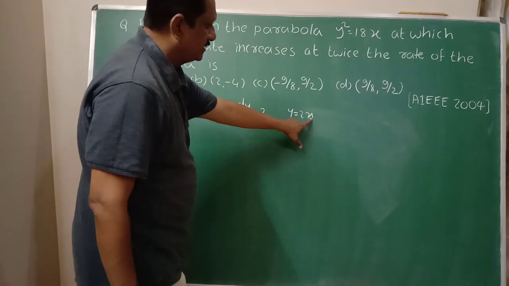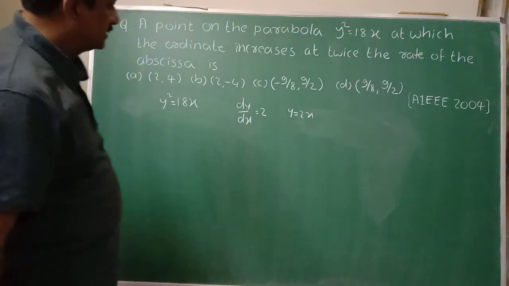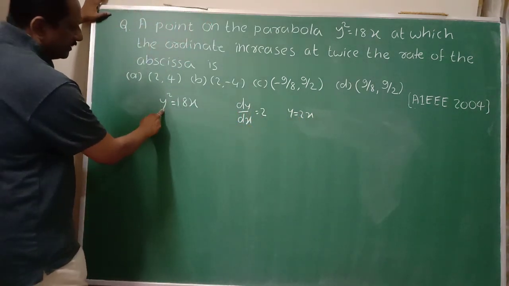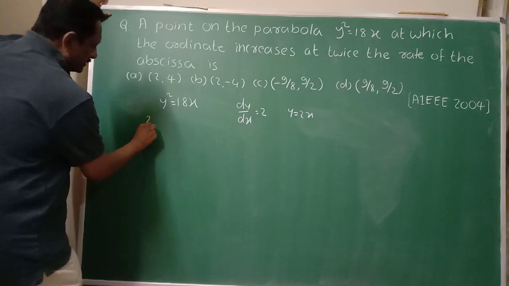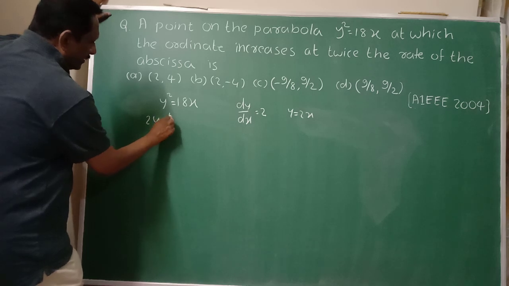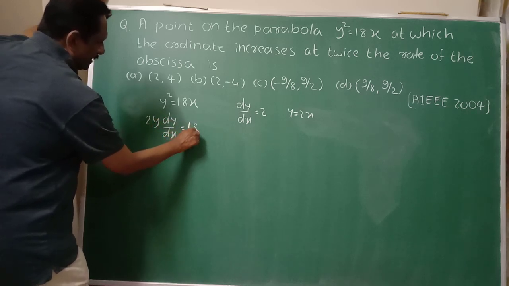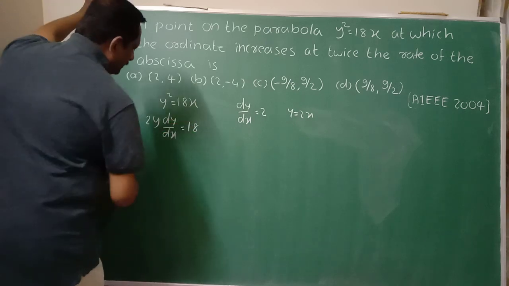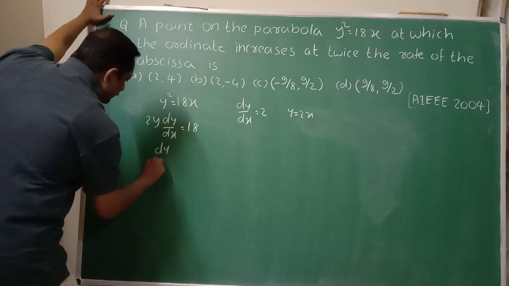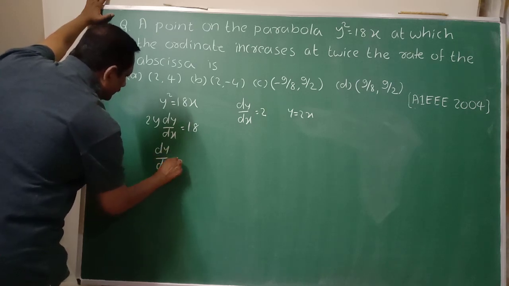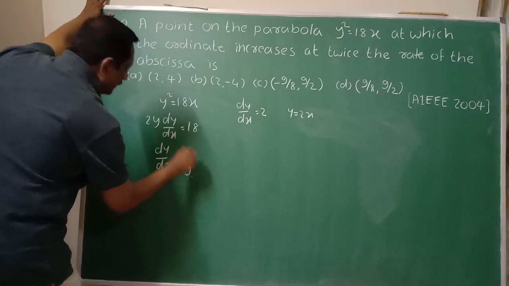The differentiation of x is 1, and 1 into 2 becomes 2, so dy upon dx is equal to 2. And the given parabola is y squared equal to 18x. Then its differentiation is 2y into dy upon dx is equal to 18, as the differentiation of x is 1. Take 2y across: 2 ones are 2, 9 twos are cancelled, so dy upon dx is equal to 9 divided by y.